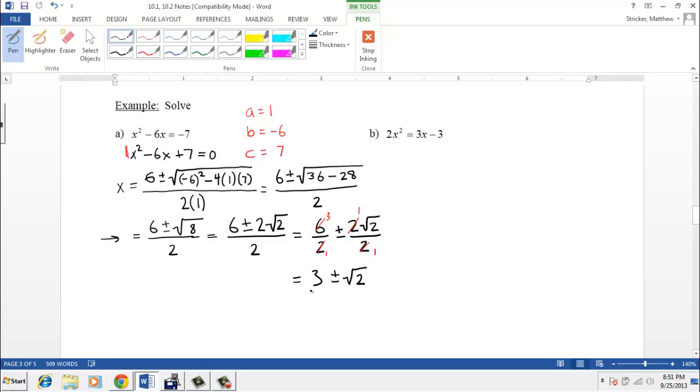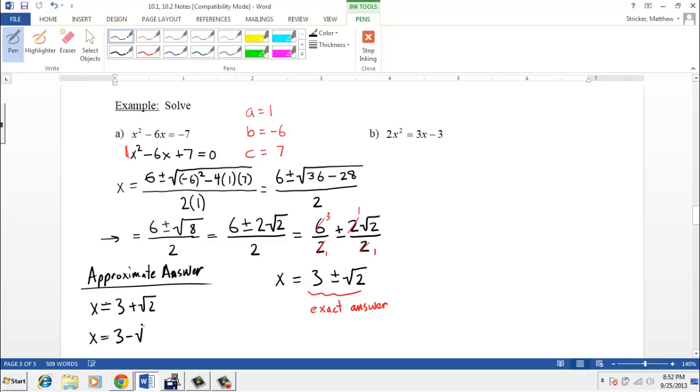And sometimes it might be worthwhile to leave it like this. A lot of times my math lab is going to want you to leave it in exact form. This is the exact answer. You should be familiar with leaving it as an exact answer, but we can also find an approximate answer. And so that would be what happens when we get 3 plus the square root of 2 and 3 minus the square root of 2.